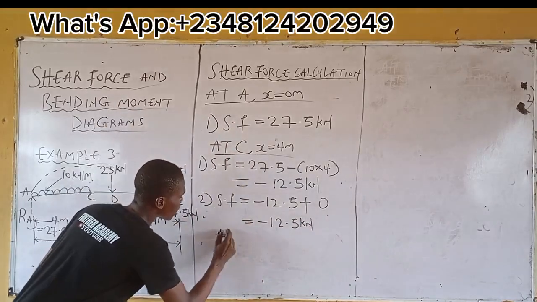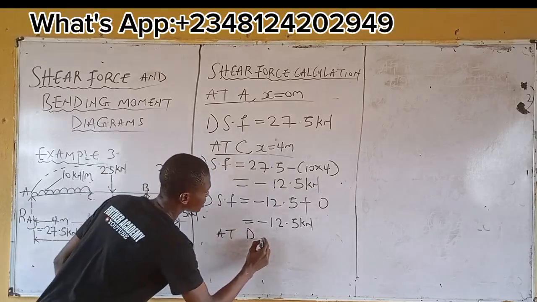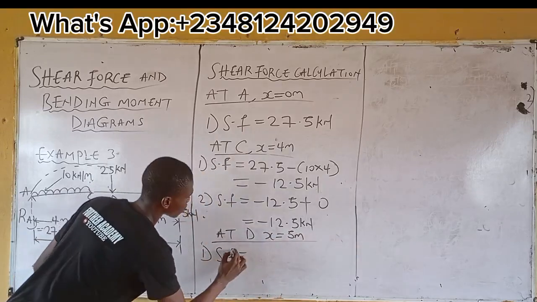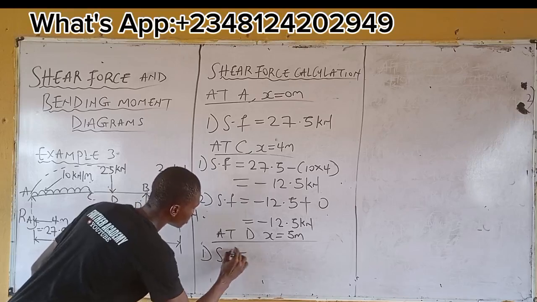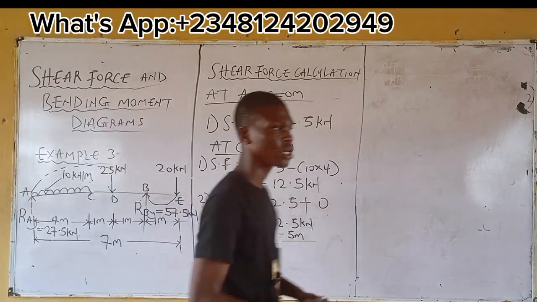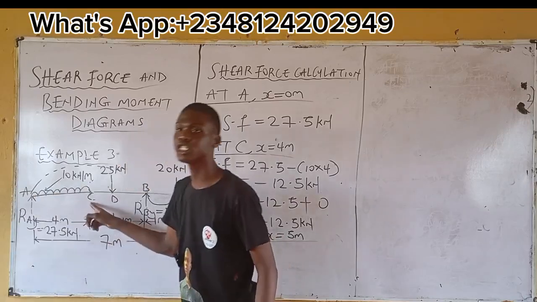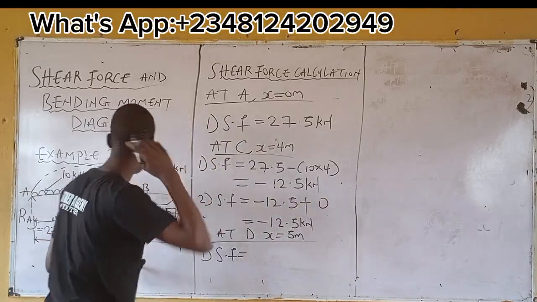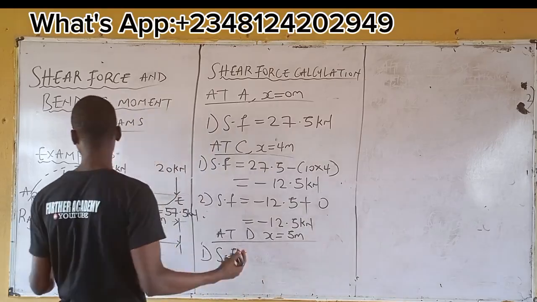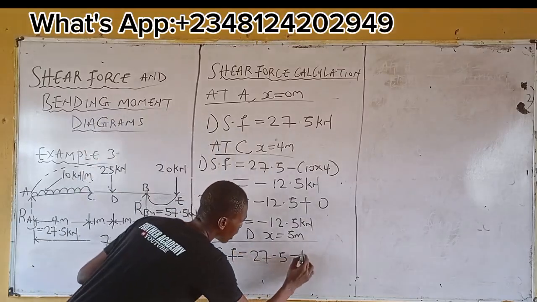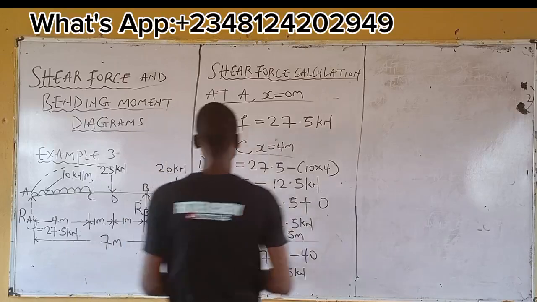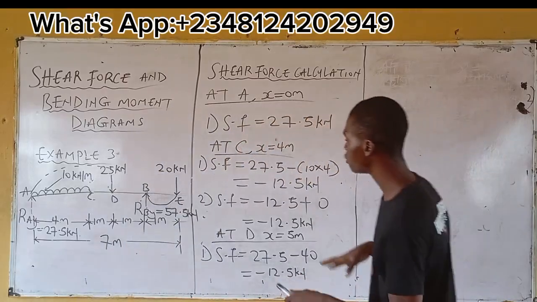Now the next one is what? At D, x equals what? 5 meter. Your shear force value becomes what? How many forces do you have behind? I'm at point D. I'm having 3 forces or 2 forces? 2 forces behind, which is RAY and this U.D.L. So I still have, let's do that together. What do I have? Minus 12.5, still the same value. But how do we get this value? 27.5 minus 40, which equals what? Minus 12.5 kilonewton. Alright, from here, this is just the first value of shear force at D.